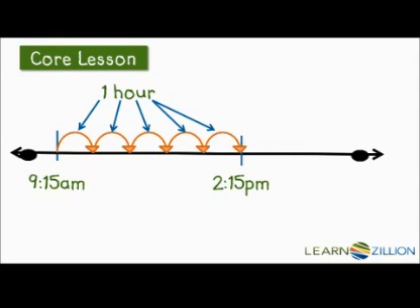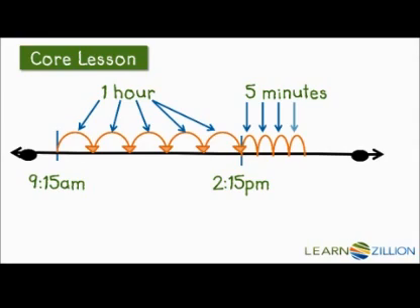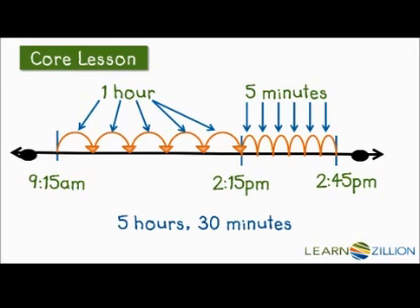Now we're going to start counting in 5 minutes to get from 2:15 to 2:45, the end time. 2:20, 2:25, 2:30, 2:35, 2:40, 2:45. And so we moved all the way from 9:15, the start time, to 2:45, the end time. And now we can total up our hops. 1, 2, 3, 4, 5 hours, 5, 10, 15, 20, 25, 30 minutes. So we know Tanya was at daycare for 5 hours and 30 minutes.